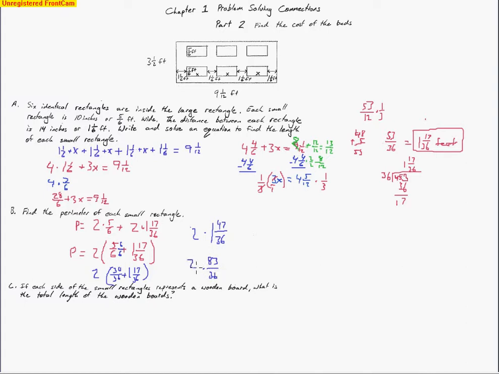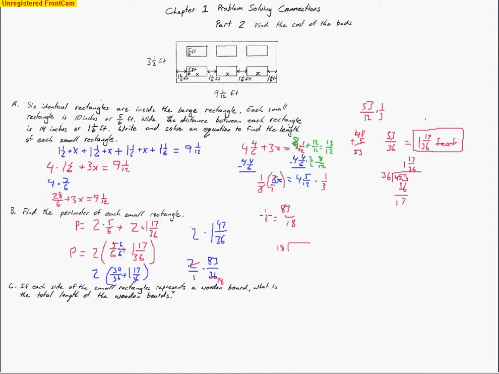I've got to double that number. So think of the 2 as 2 over 1, and then go ahead and do some cross canceling. So 2 goes into 36 18 times. And now we have 83 18ths. And so we'll use that number again, so that's why I wrote it down.